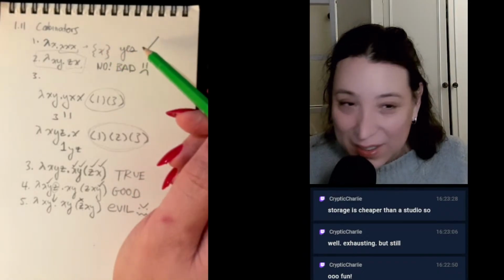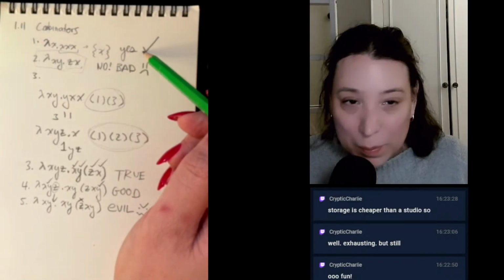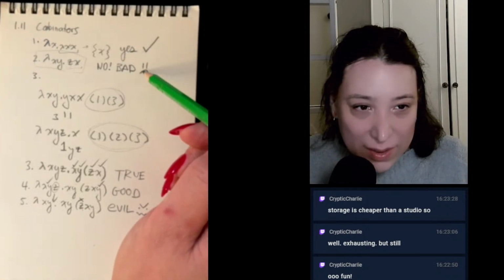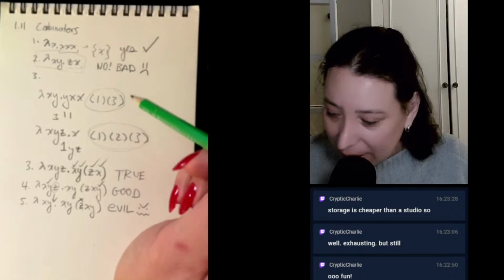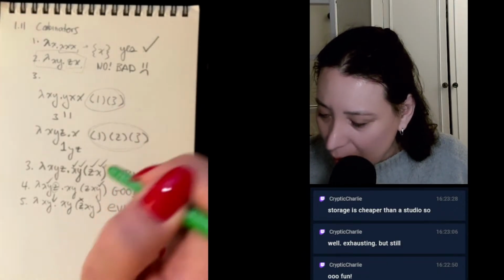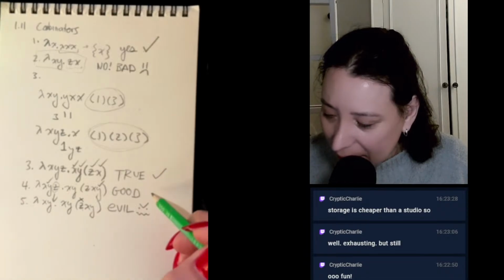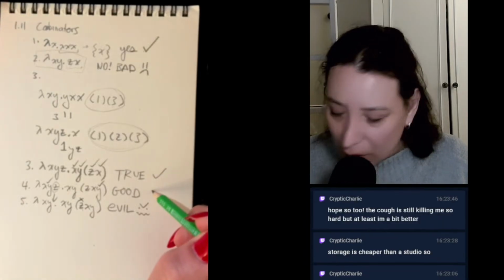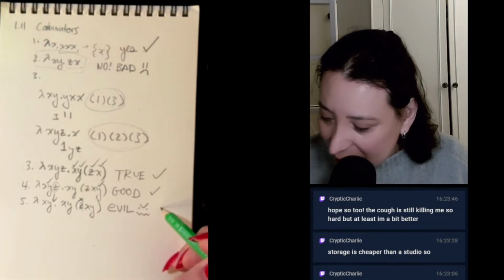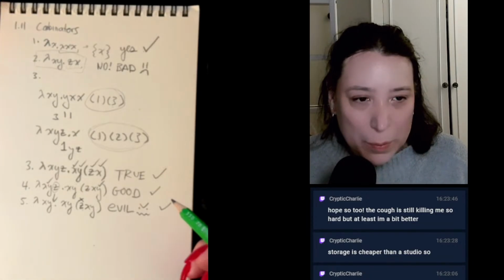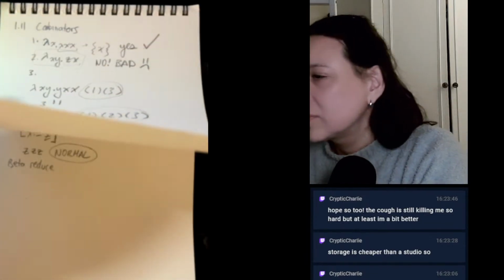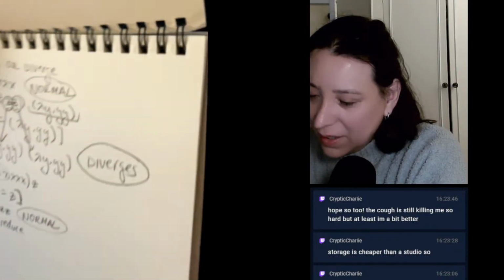All right, so let's see. This one is a combinator. This one isn't. We're right. Yes. We didn't say here, but oh, 3, yes. So we got that right. 4 is yes, and 5 is not. We got that right too. Oh boy.